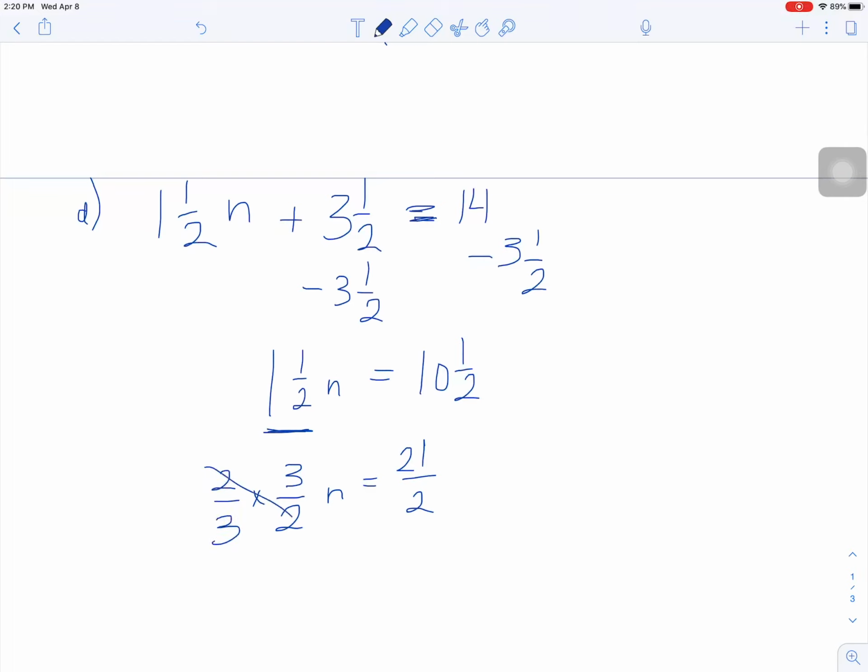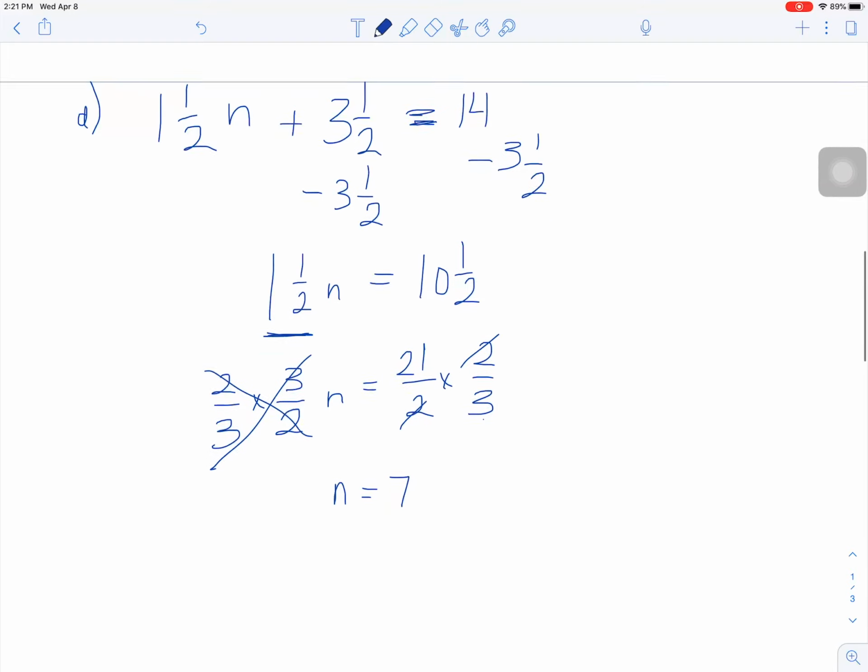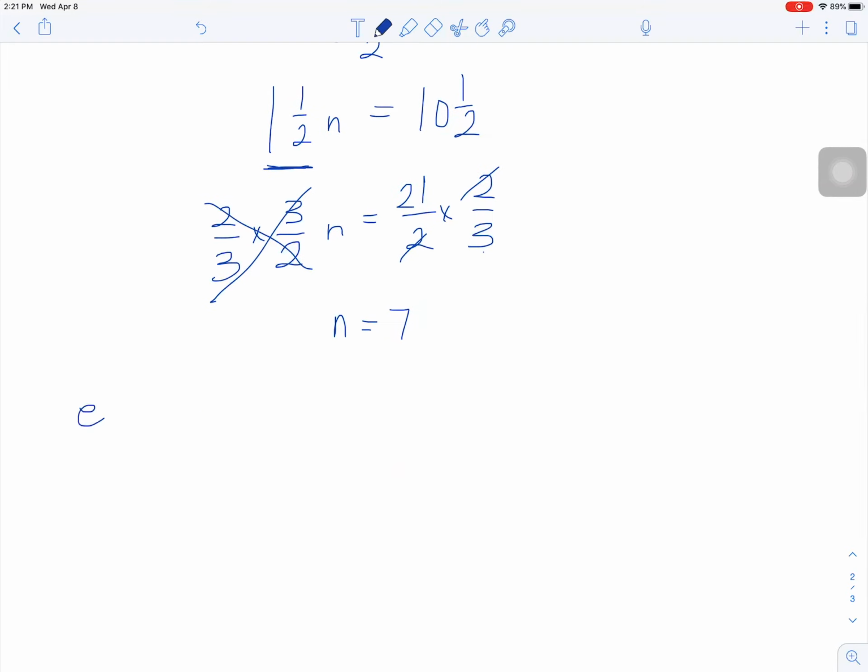And now we can multiply it by its reciprocal on this side. These will cancel each other out. So we have to multiply this side by that reciprocal as well. So you can see we get 21 over 3, which we know 21 divided by 3 will equal 7. So that'll show you that whole step there.